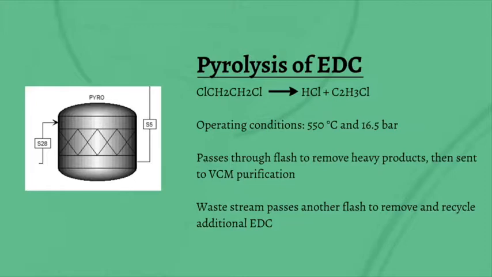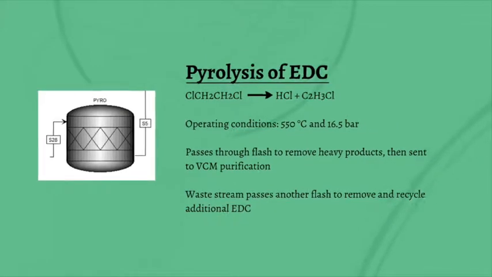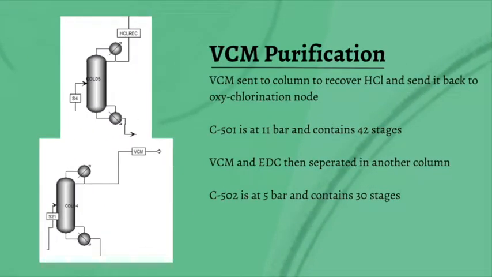The product stream contains almost equal VCM, EDC and HCl, as reactor conversion is approximately 50%. It passes through a flash to remove heavy byproducts, before passing to a VCM purification. The heavy waste stream passes to a flash to recover EDC and is recycled to the purification section.